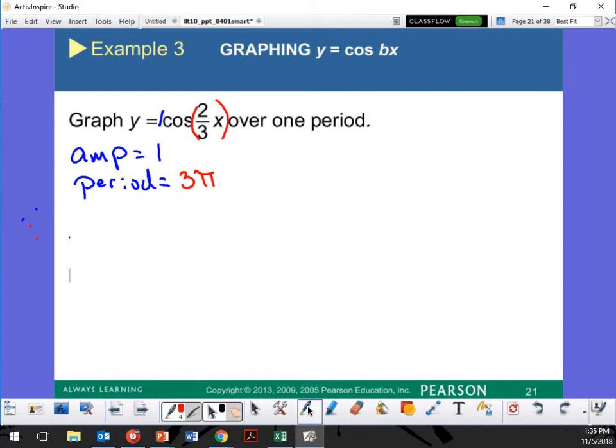2 pi. And where's this one going to end at? This one's ending at 3 pi.